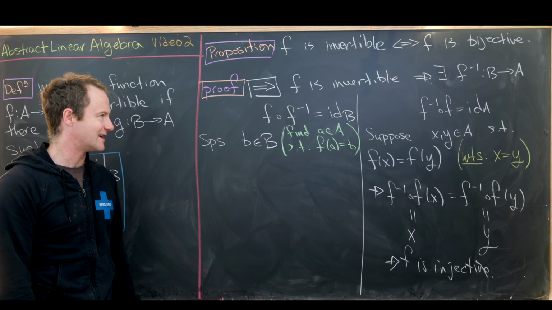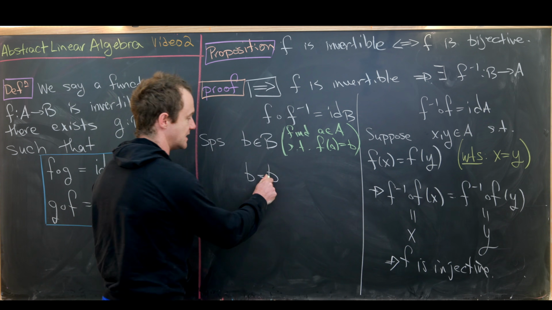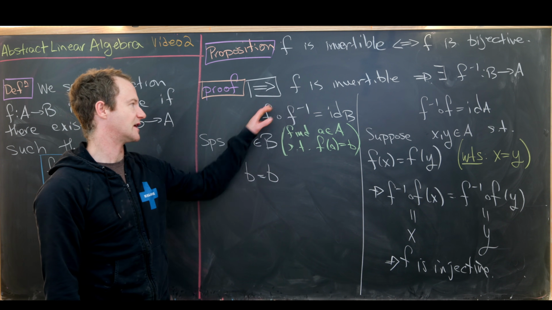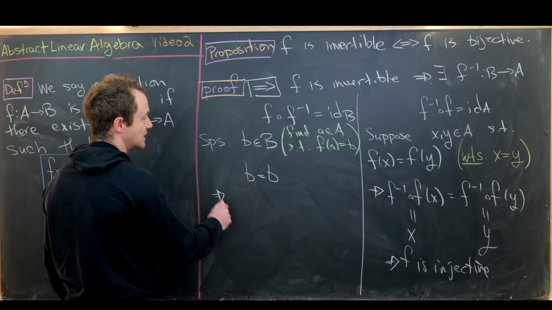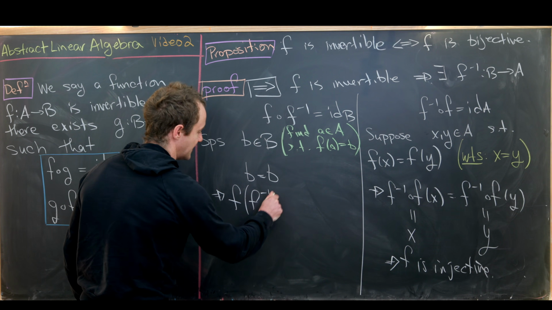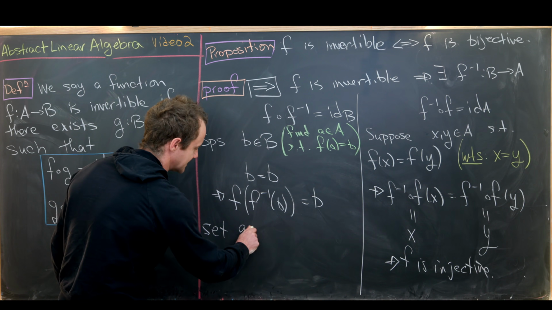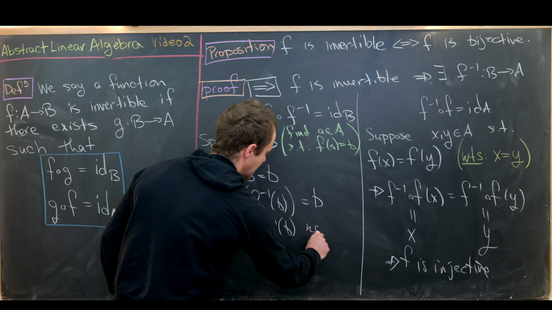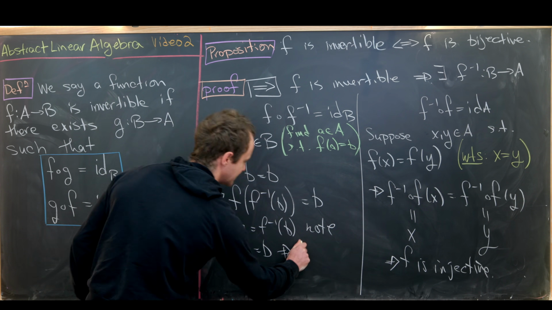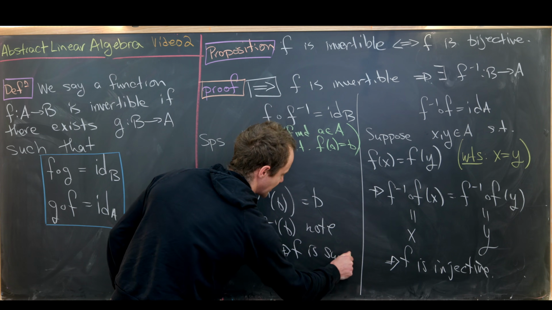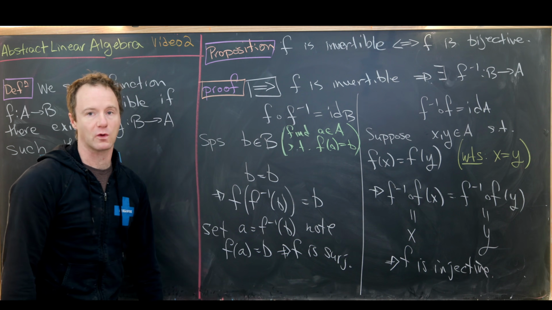Okay, so how are we going to find that A? Well, let's just take this equation right here, B equals B, and then apply the left-hand side with this F composed with F inverse and the right-hand side with the identity on B. Notice that will give us F of F inverse of B equals B. And that really provides the motivation to set little a equal to F inverse of B, and note that F evaluated at little a is equal to B, which tells us that F is surjective. But now if it's surjective and injective, it's bijective, and that completes this forward direction.